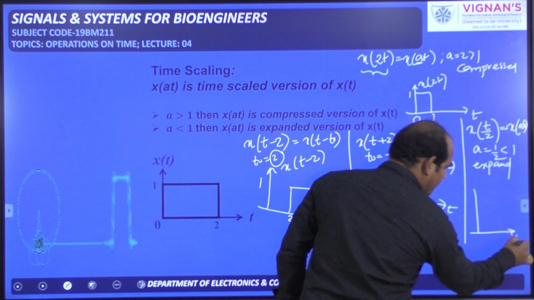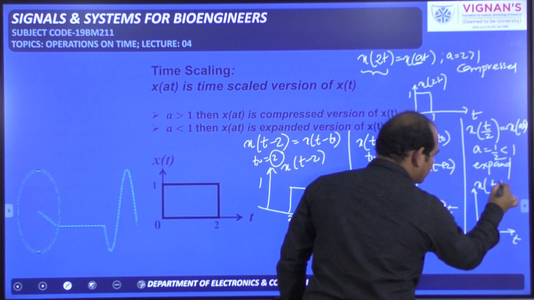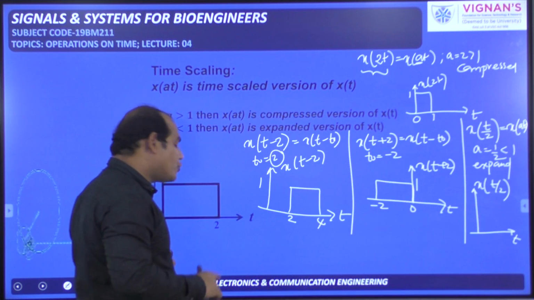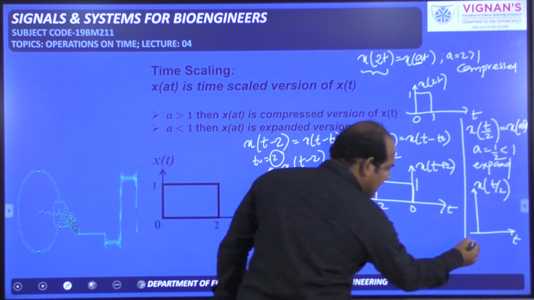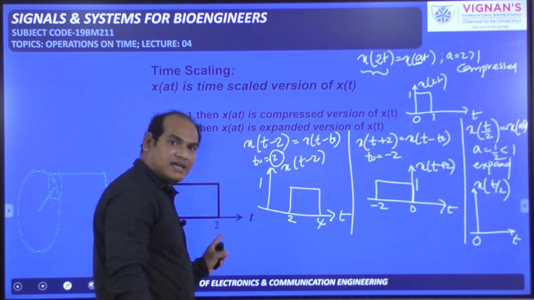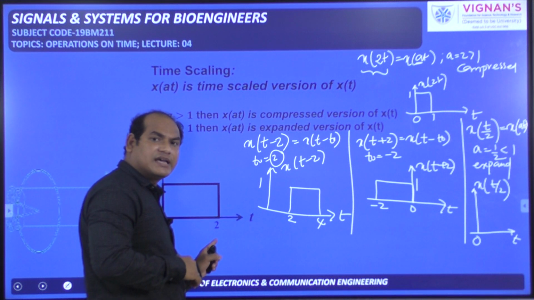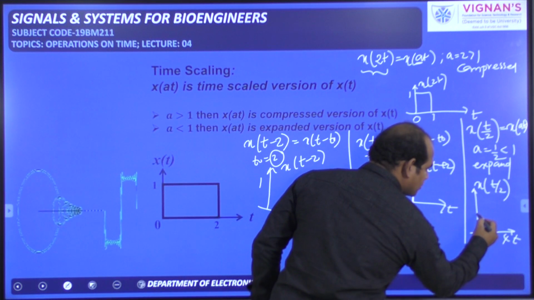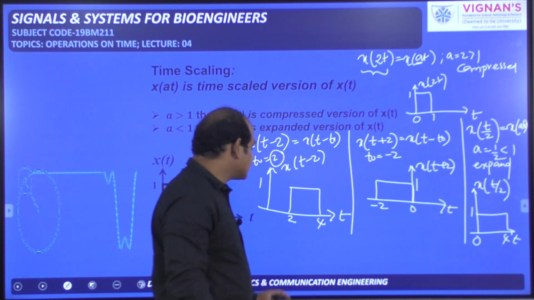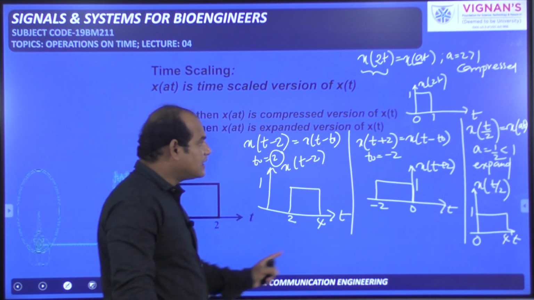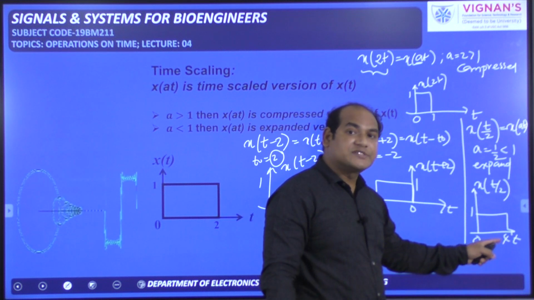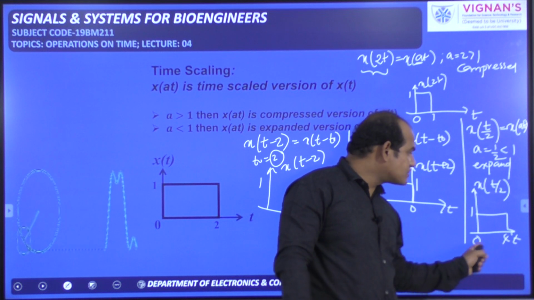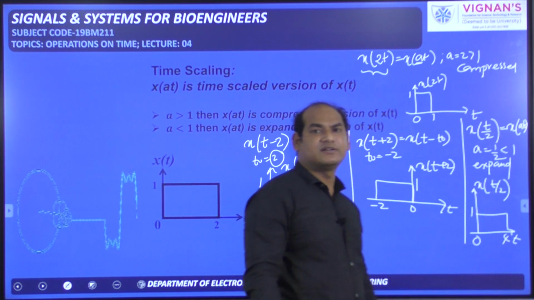I am drawing x of t by 2 here. So 0 by a, with a equal to 1 by 2, is 0, since 0 by anything is 0. So the signal starts at 0 only. Next, 2 by a, that is 2 by 1 by 2, will be 4. You will get it like this. The original signal is from 0 to 2 seconds duration only, but this expanded version, the time scaled version where a is equal to 1 by 2, is from 0 to 4. That means 4 seconds duration is there. That's why it is the expanded version.